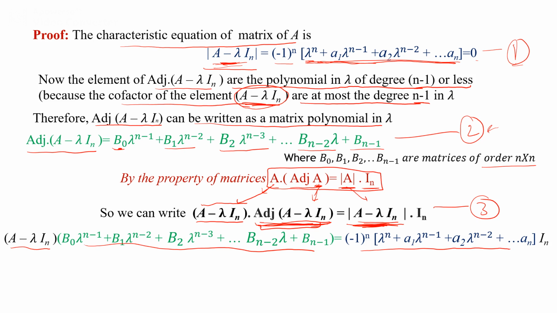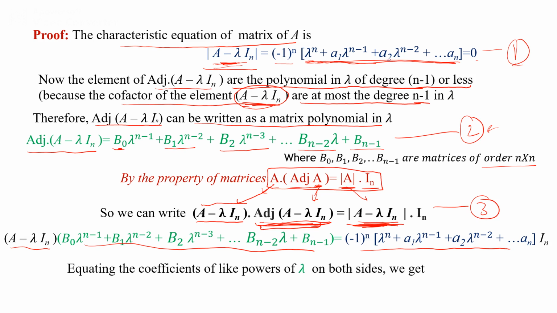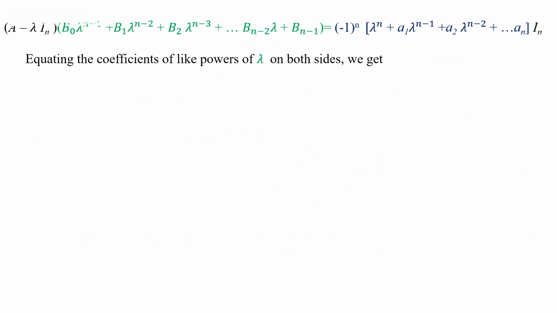Now we equate the coefficients of like powers of lambda on both sides. First we equate the coefficient of lambda^n. Here, when the first element is multiplied with the second element, we get lambda^n, and the coefficient is b0 with negative sign, minus I_n.